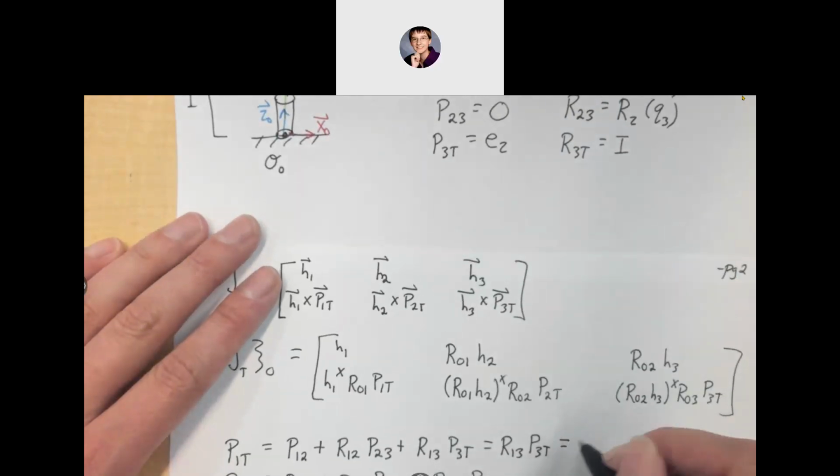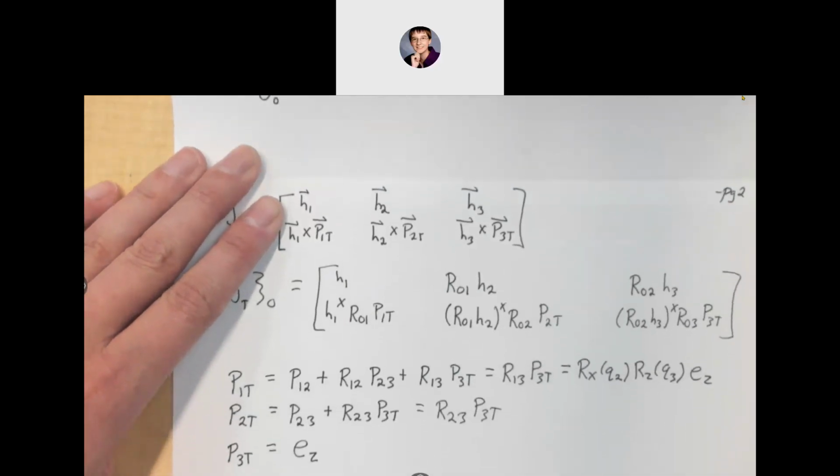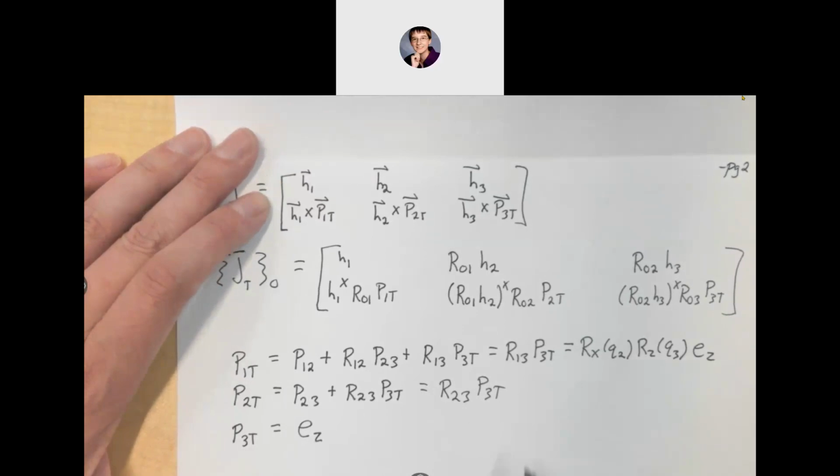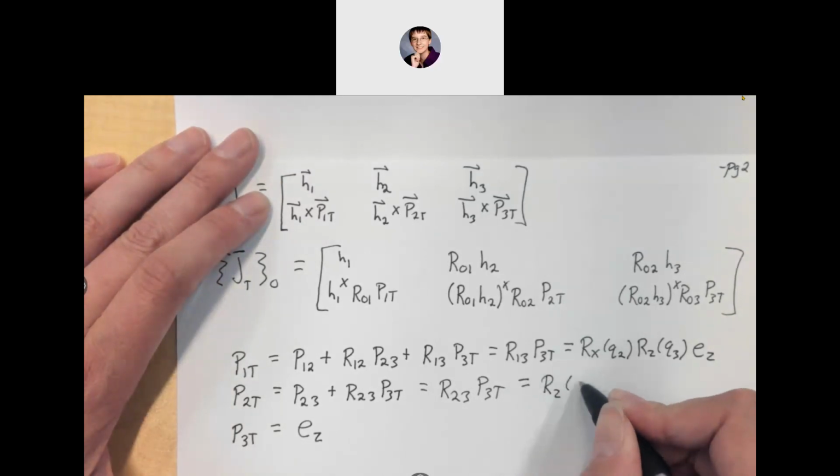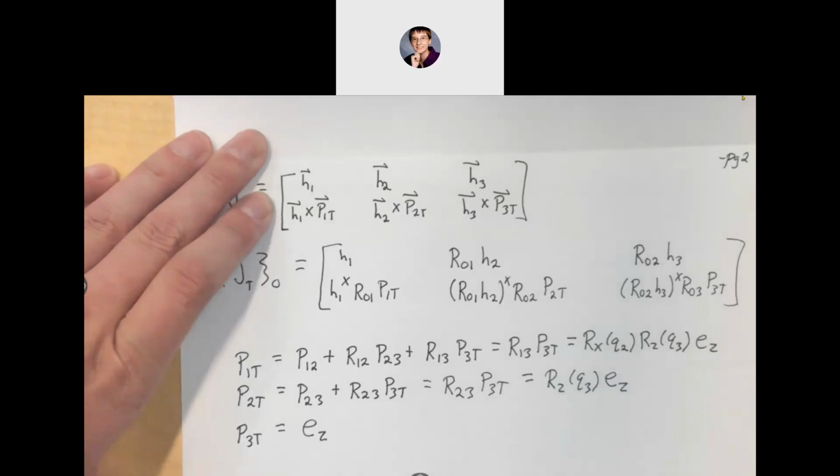Right, so what is R13? Well, that's R12, R23, and now we have P3T, and R23, and now we have our P3T.